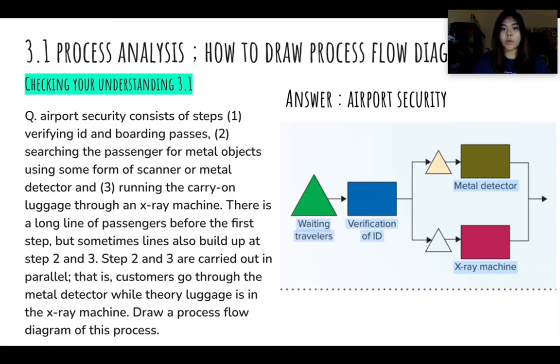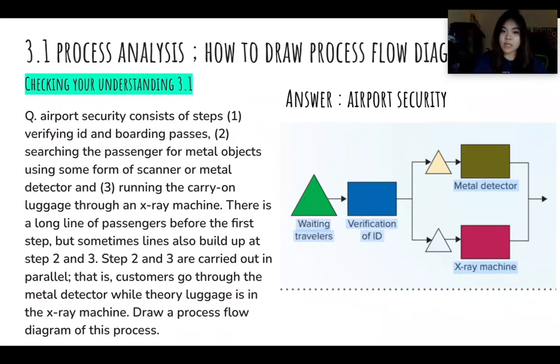So in order to go through airport security, you will go through these three steps. At step one, you're just verifying your ID and your boarding passes. Especially steps 2 and 3 will get the line built up, because when the security person searches for metal objects on you or sensitive objects in your luggage, they will take up your time.